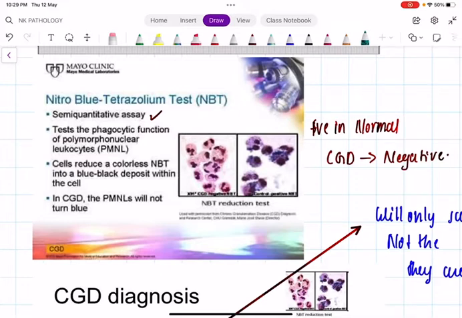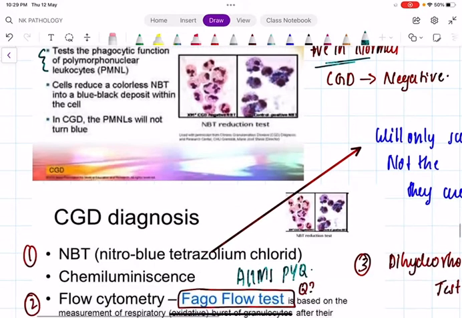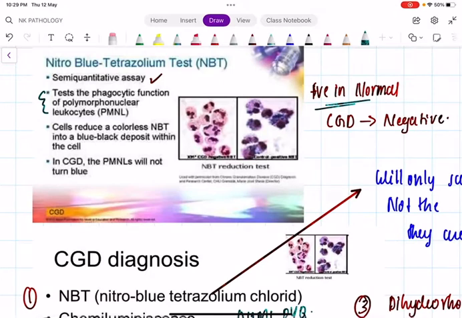It is called the NBT, nitroblue tetrazolium test, which is a semi-quantitative assay. It is a test to find out the phagocytic function of polymorphonuclear leukocytes. In normal individuals we have phagocyte oxidase, so the test will be positive. Whereas in chronic granulomatous disease, since the enzyme is not present, what will happen?